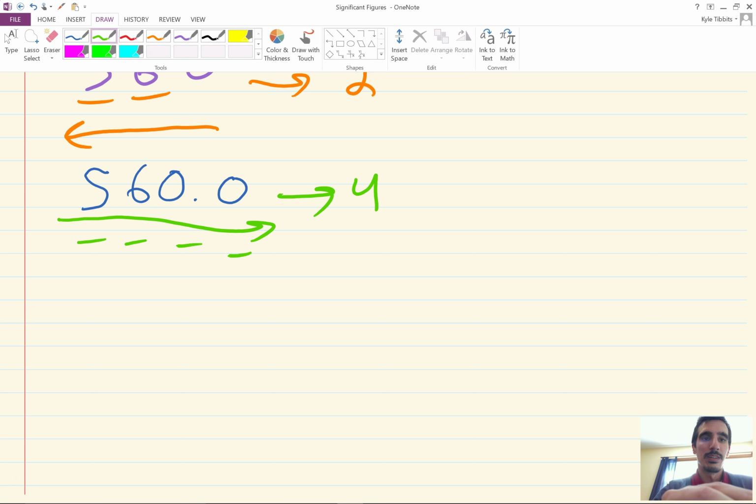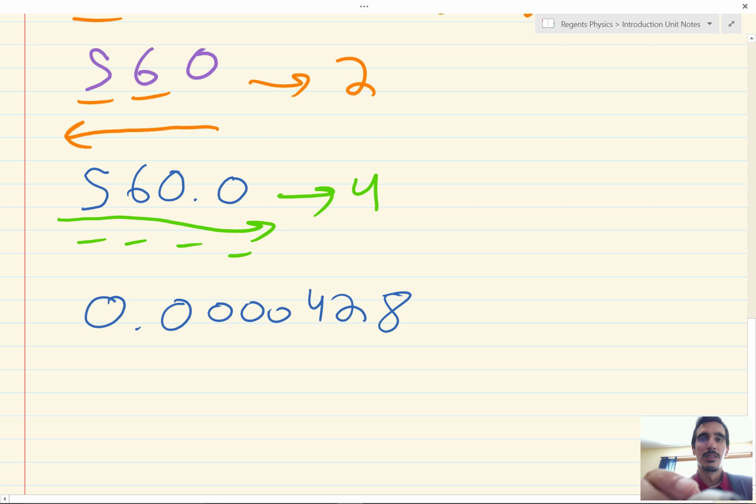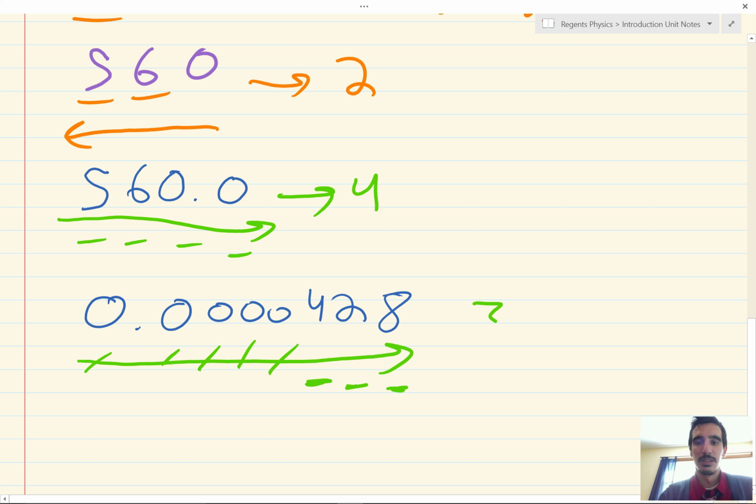Let's look at another one with a decimal. Let's look at 0.00005428. Again, left to right, first non-zero number. So that's a 0, that's a 0, 0, 0, 0. That 5 is our first non-zero. So 1, 2, 3, 4. 4 sig figs.